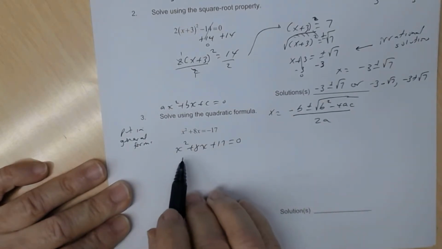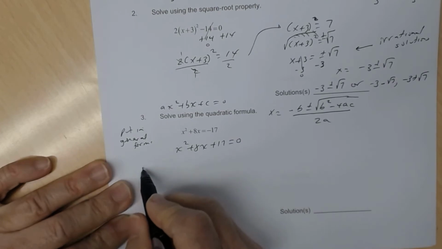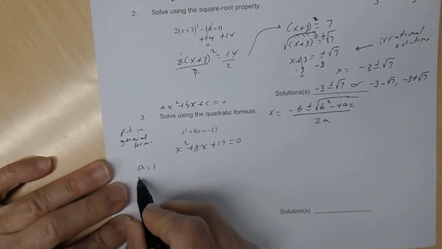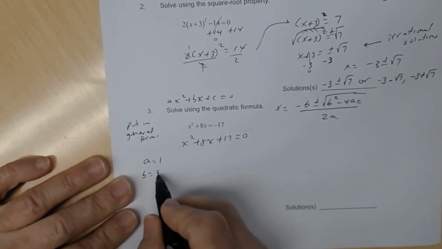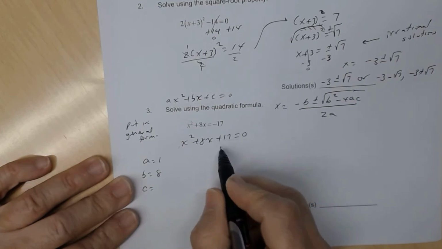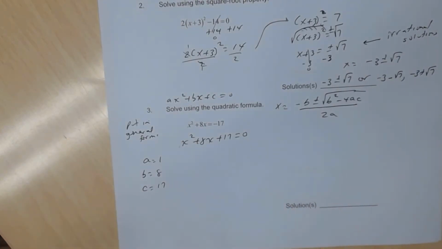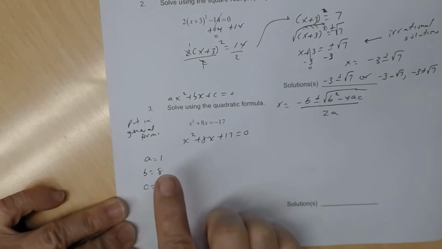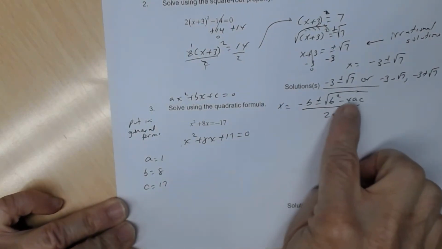That's what I end up with. Okay, now, before you substitute, it's a good idea to determine what a, b, and c are. So a is the coefficient of x squared, which is 1. b is the coefficient of x, which is a positive 8. And c is your constant, which is a positive 17. So that's a, b, and c. Now, we're going to take these values, plug them back into the formula, and then use a calculator if you need to simplify the discriminant.